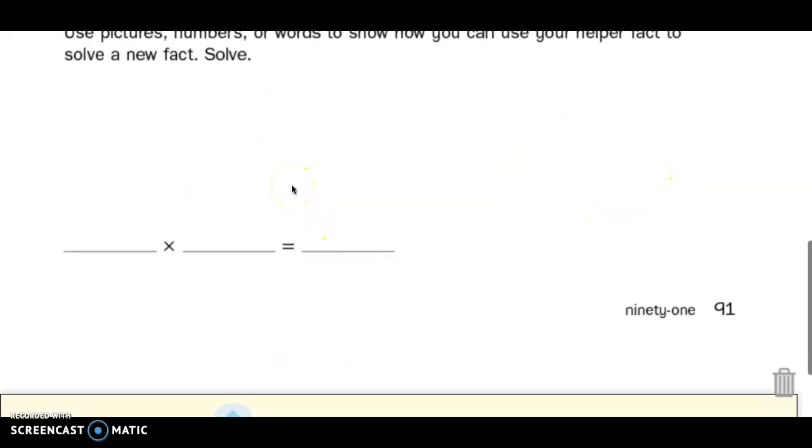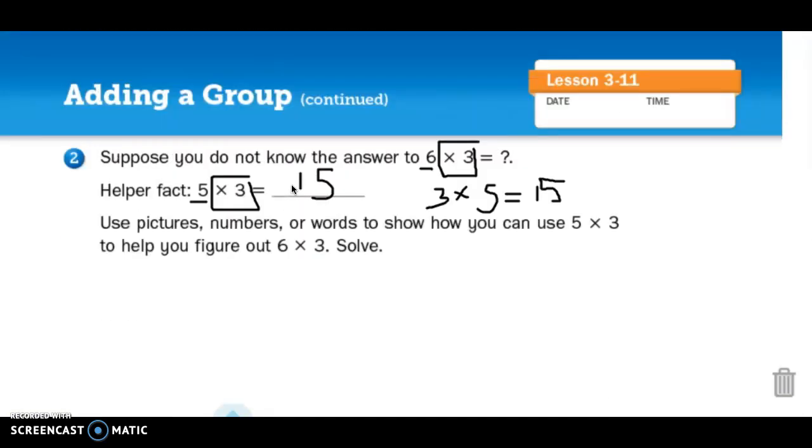Then solve down here. When you're finished with that, go on to the next page, finish math boxes, and send all 3 pictures to your teacher.